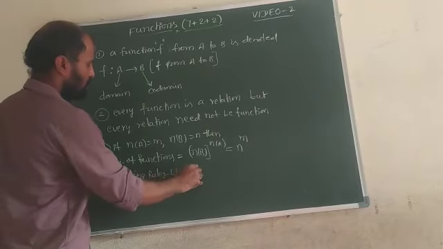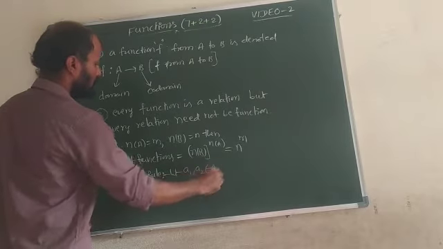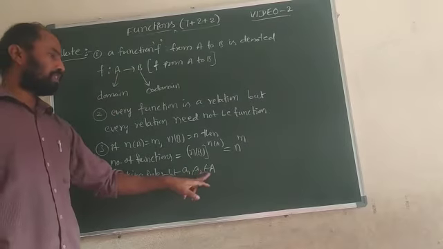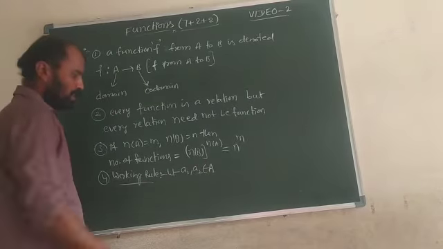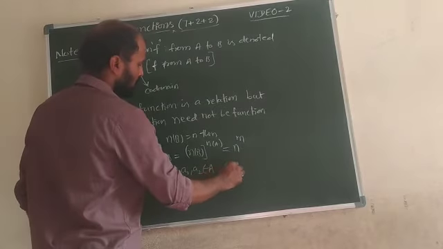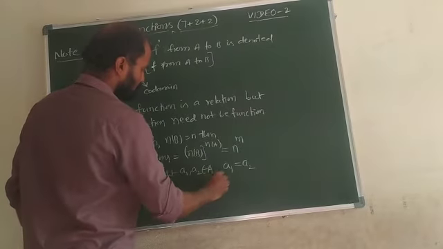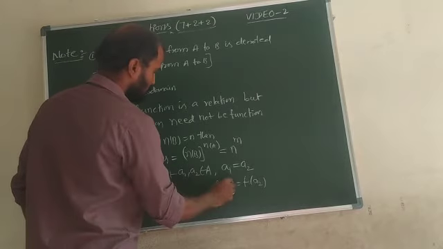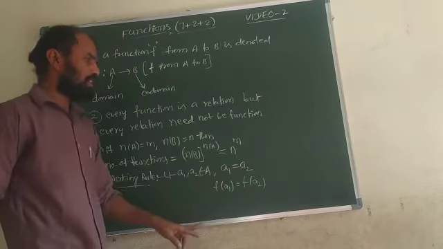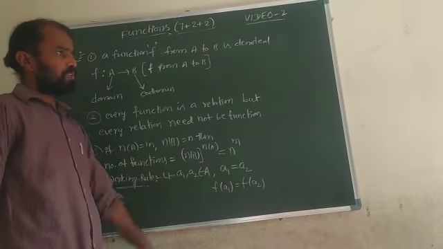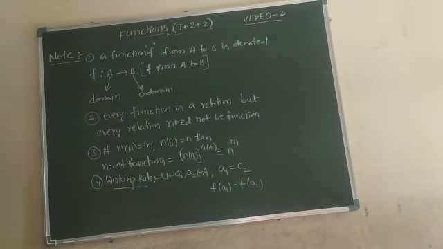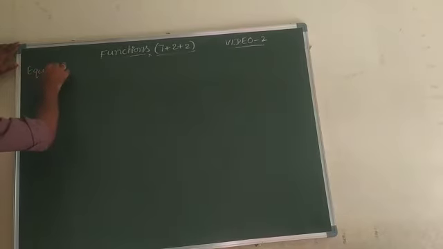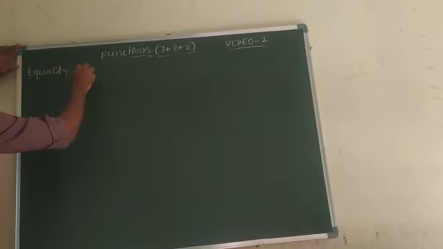Let A1 and A2 belong to A. So A is the domain only. In this domain you have to consider two elements A1, A2. Let A1, A2 belong to A. If A1 is equal to A2, then f of A1 equal to f of A2. So A1 equal to A2 అయితే f of A1 equal to f of A2 అవుతుంది. So this is the working rule for function. Equality of functions.